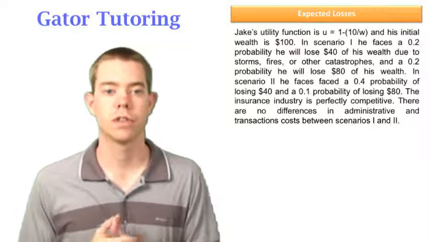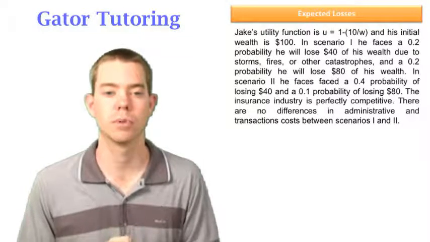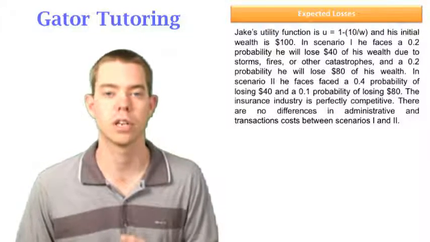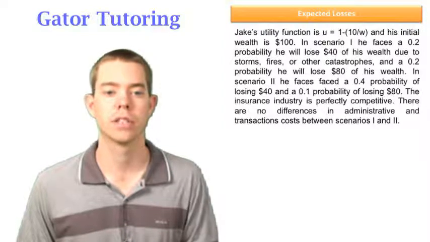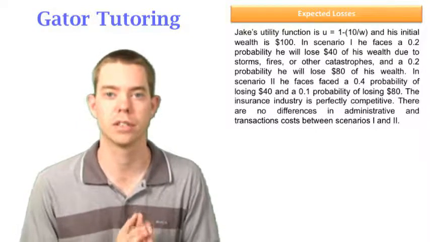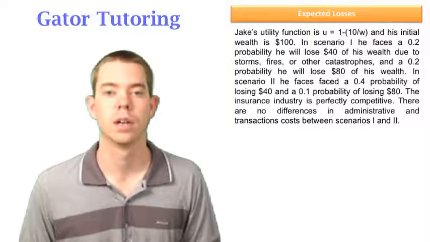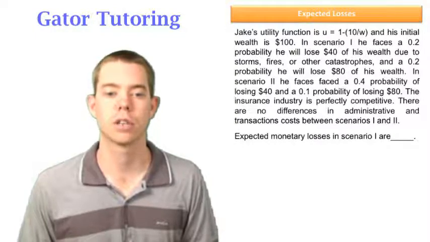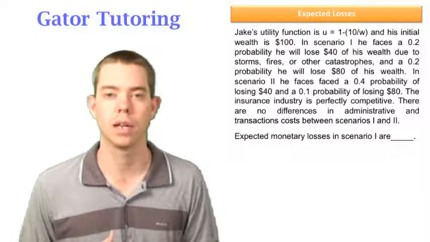It tells us Jake's utility function, and it tells us some different gambles he has. He has a scenario 1 gamble and a scenario 2 gamble. It says that there are no differences in administrative and transaction costs between scenario 1 and 2, so everything else is held equal besides the differences in the gamble itself. And the question says, expected monetary losses in scenario 1 are blank.